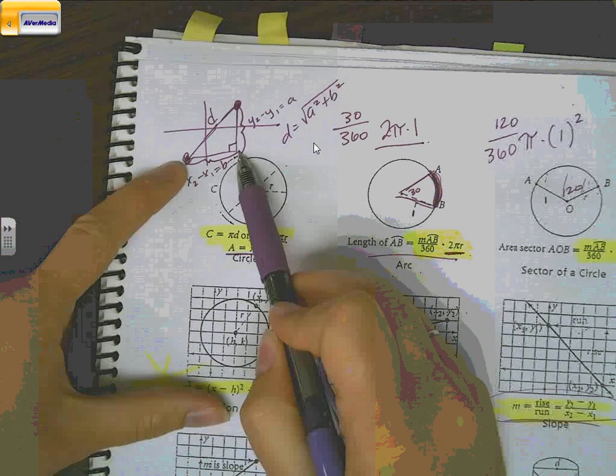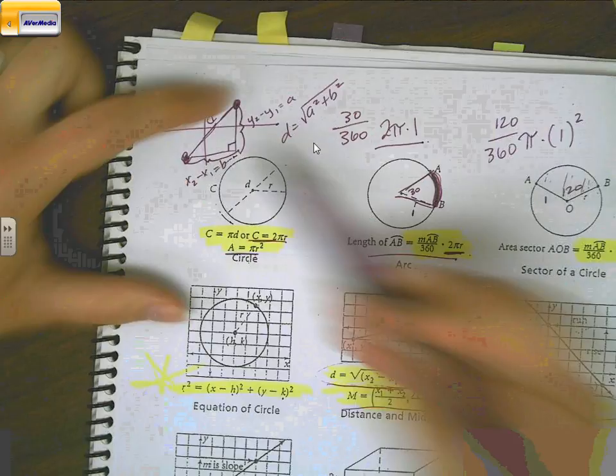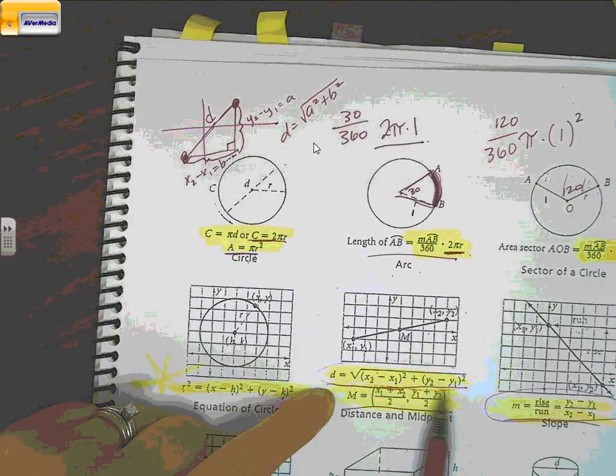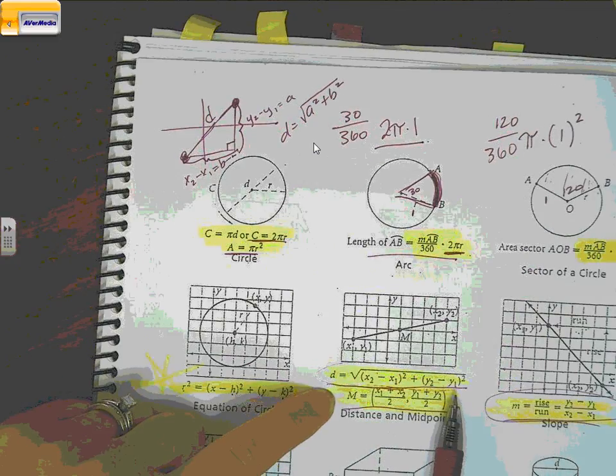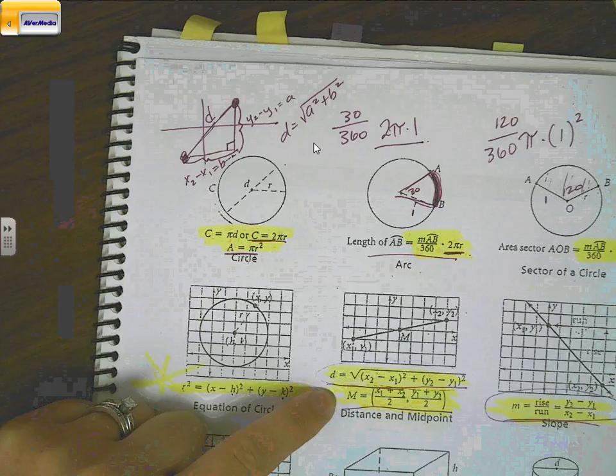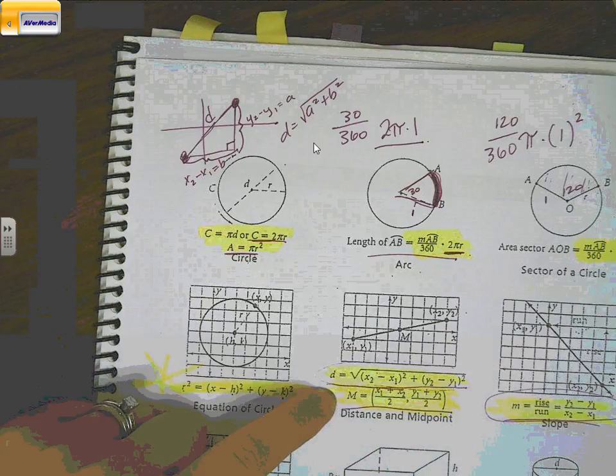This distance would be x2 minus x1. This distance would be y2 minus y1. That's why the distance formula looks like this. It's the Pythagorean theorem. So if you ever forget it, just do the Pythagorean theorem. Does that make sense to everyone? And see how that works? It's pretty cool to know. You might remember that way.